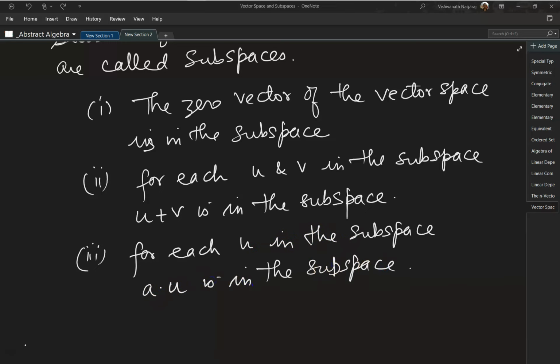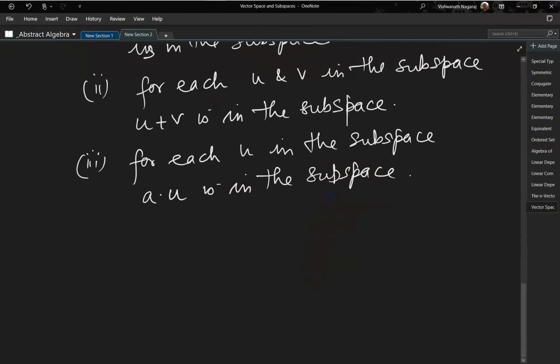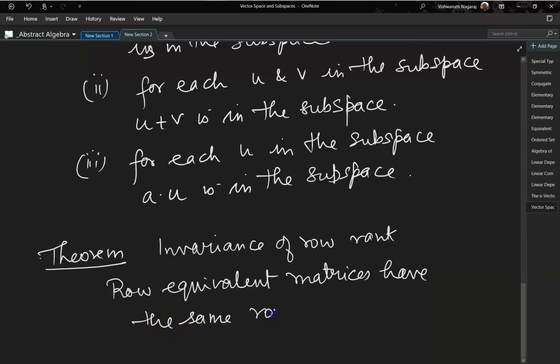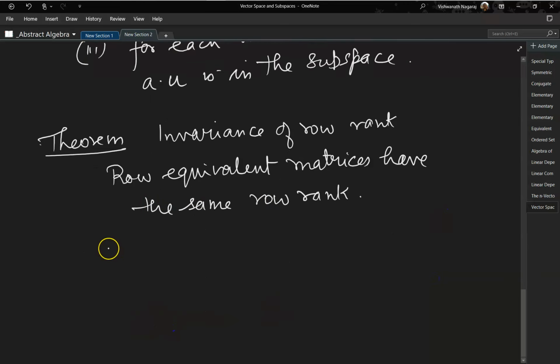Now, as we have seen previously, rank plays an important role in all this. So let's look at some theorems related to rank of a matrix. One of the theorems is invariance of row rank, or in other words, row equivalent matrices have the same row rank. Okay, let's prove this.